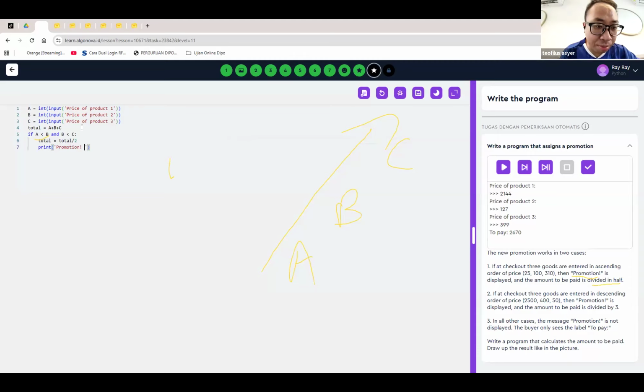Nah, hal yang sama untuk yang berikutnya. Nggak usah pakai to pay. Promotion aja cukup. Sampai sini paham? Nah, ya, kita lihat yang berikutnya sekarang.